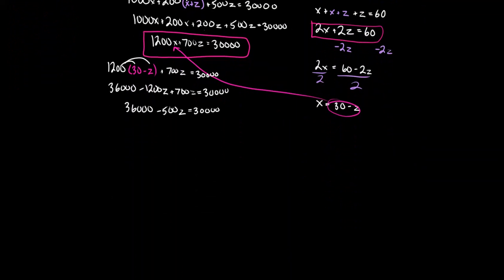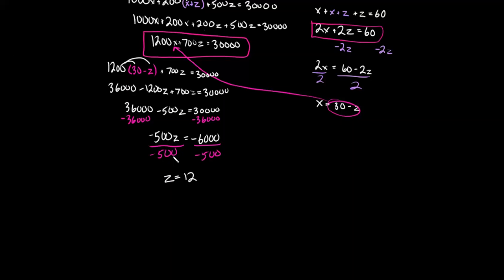And now I can keep going. Now I can subtract 36,000 from each side. And now I'm almost there. Finally almost there. So I got negative 500z is equal to negative 6,000. Divide each side by negative 500, and we get z is equal to 12. We finally got a variable, okay?